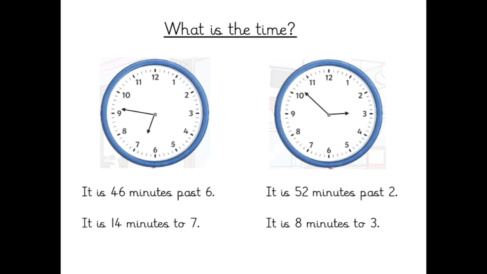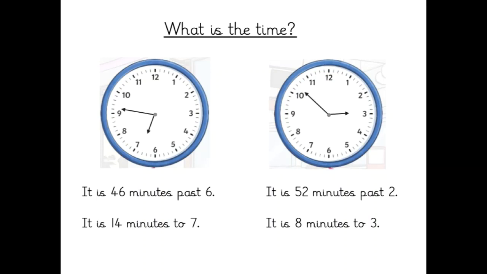So your answers here. Remember, for each clock there are 2 different ways that you could say the time. So looking at the left clock, we can say it is 46 minutes past 6, or we could say it is 14 minutes to 7. On the right hand clock, it is 52 minutes past 2, or we could also say it is 8 minutes to 3.